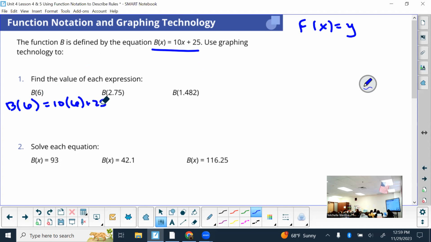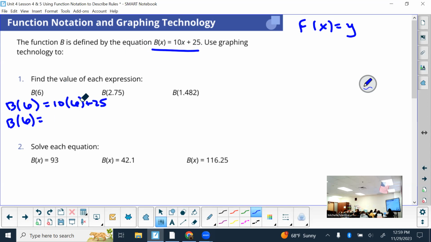Mm-hmm. And do I have to do anything to the left side? Is that B times 6 on the left? No, it's just function notation. Is this telling me I input 6 into function B?